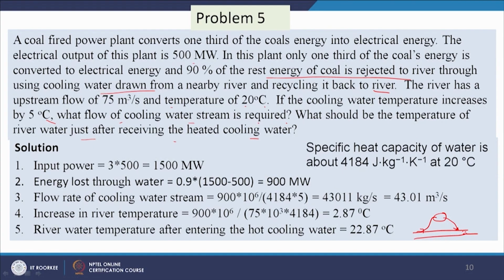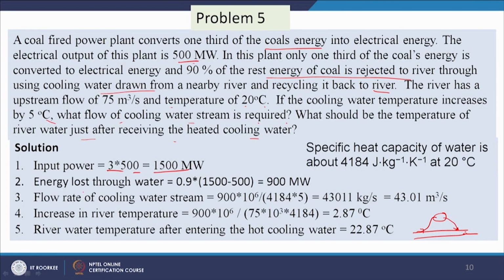So, now let us see the input power. The electrical output is 500 megawatt and 1/3 of the coal energy is converted. So, the total amount of energy is 3 into 500, that is equal to 1500 megawatt, that is available in the coal.